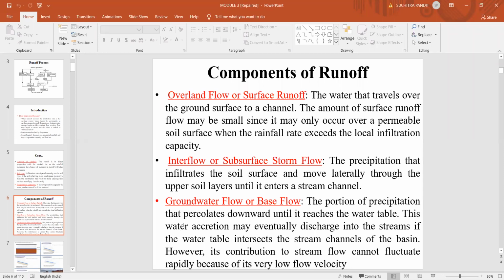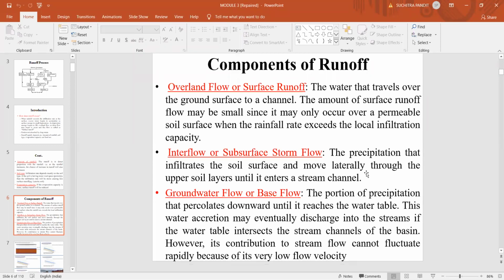So the portion of precipitation that percolates downwards until it reaches the water table, this water accretion or buildup of groundwater, may eventually discharge into the stream if the water table intersects the stream channel of the basin. That means if the groundwater elevation is higher than the water surface elevation in the stream, obviously there will be a contribution of groundwater flow into the stream flow. However, its contribution to the stream flow cannot fluctuate rapidly because of its slow flow velocity, because it reaches the stream after some weeks or some months.